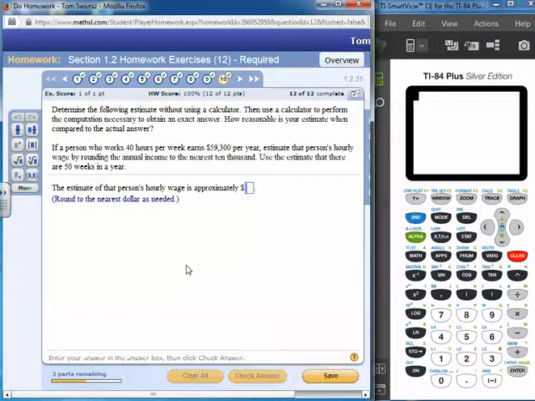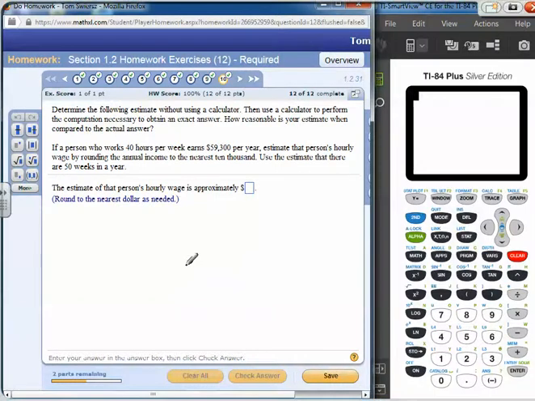Now, exercise number 10, determine the following estimate without using a calculator. If a person works 40 hours per week and earns $59,300 per year, estimate the person's hourly wage by rounding the annual income to the nearest 10,000 and estimate there are 50 weeks in a year.